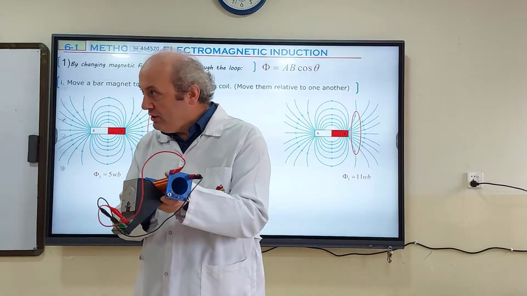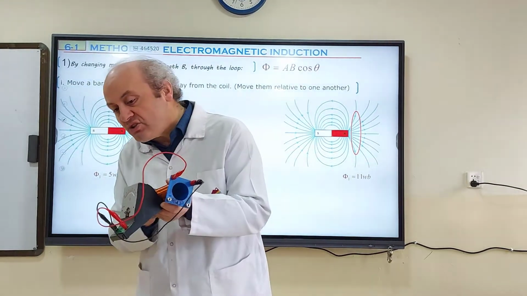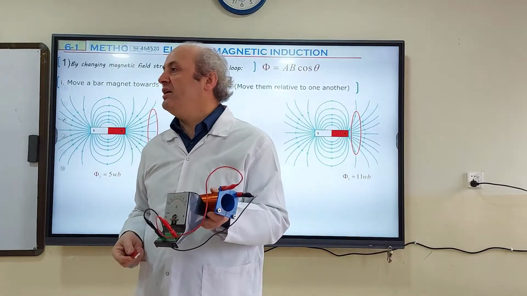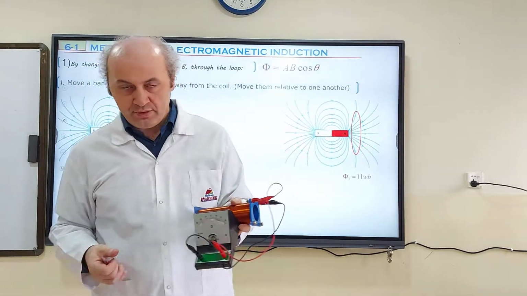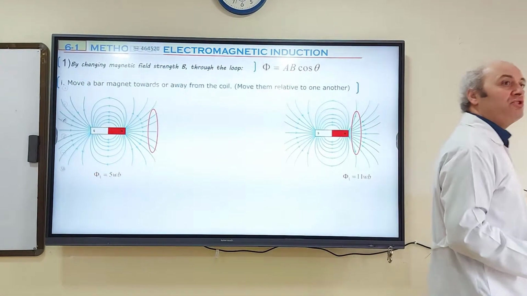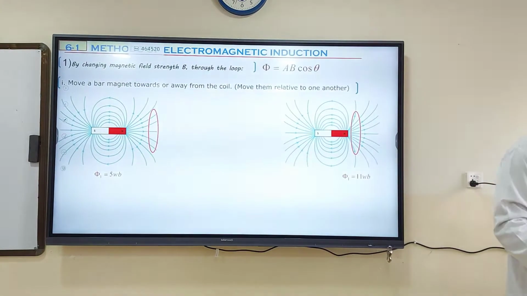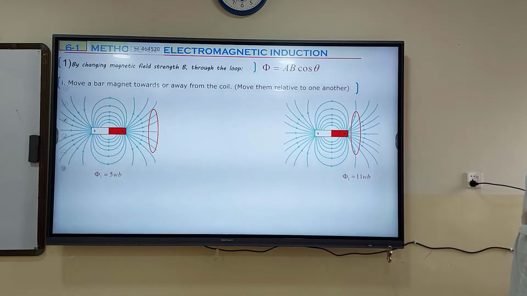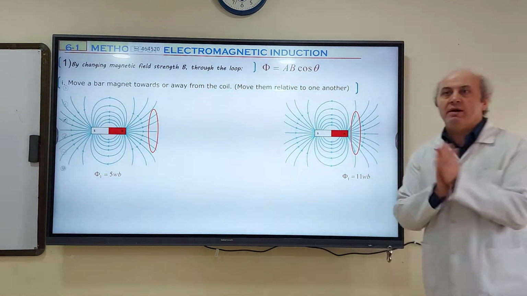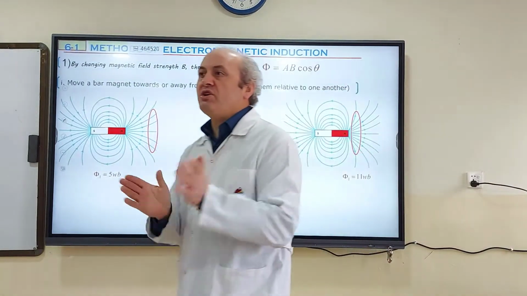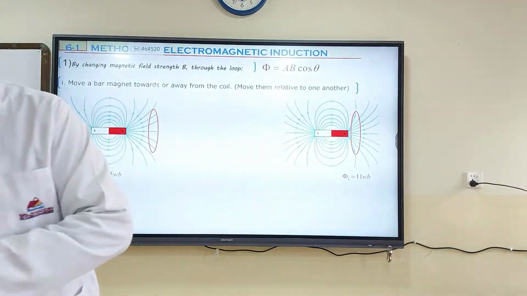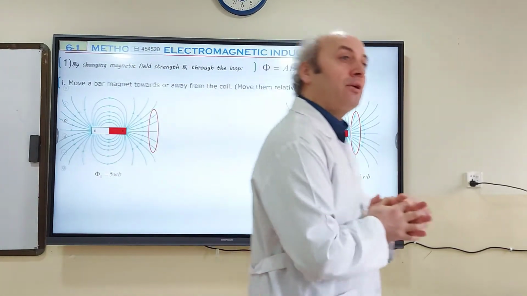But now what am I doing? Changing the magnetic flux. When I was changing the magnetic flux, you see that there is a current in the loop. So the keyword in this section is change in magnetic flux through the loop. If you make a change in magnetic flux through a coil, you are going to induce a current.